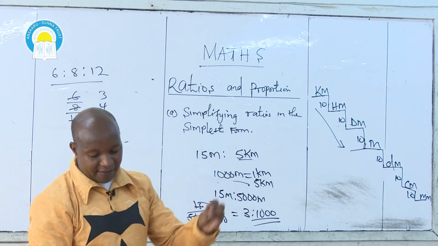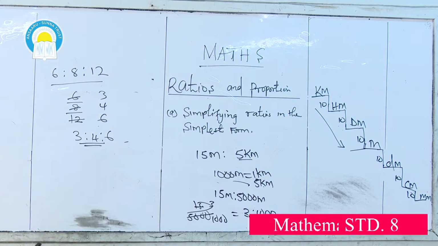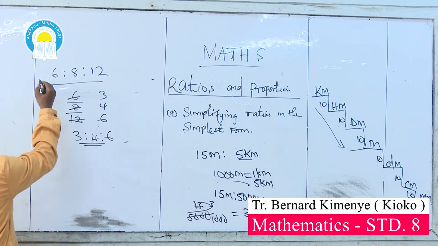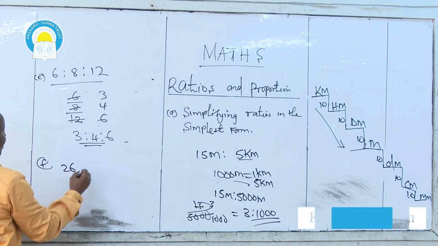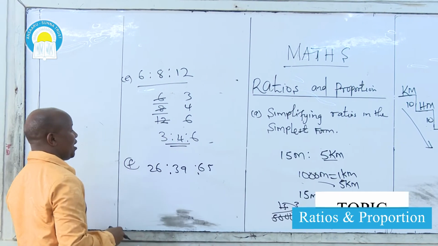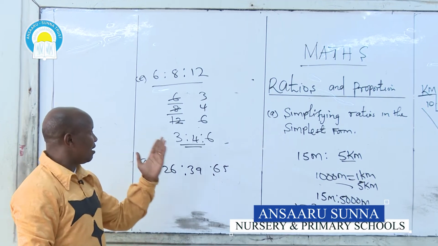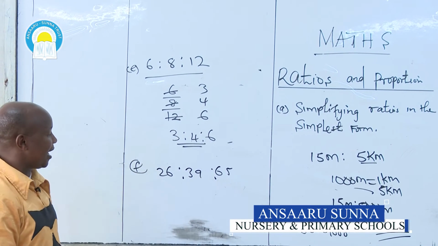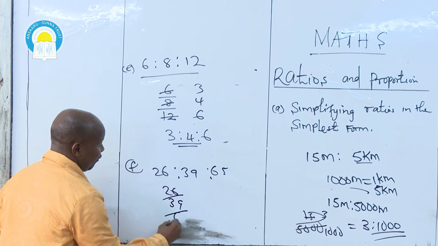Let me give you another example of 3 parts of a ratio. We have 26, 39 and 65. This is part E. Part F, we have 26, 39, 65. You can also simplify all these 3 parts. You can be given this by an examiner. Again, the first step, convert everything to a fraction. It will be 26 over 39 and again over 65.